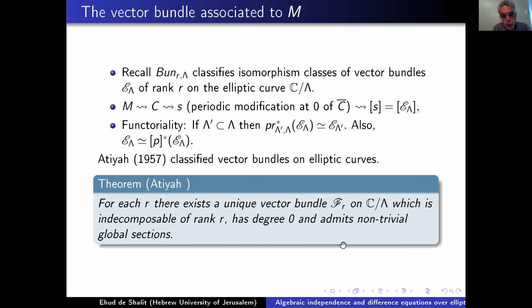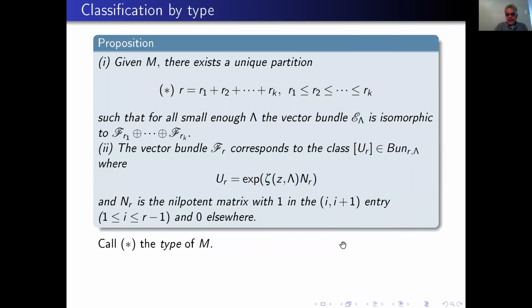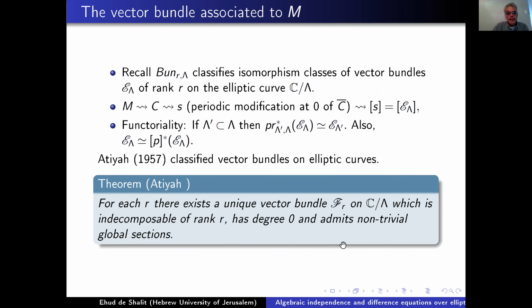So in rank 1, this would be the trivial vector bundle. In rank 2, for example, the trivial line bundle. In rank 2, this would be the rank 2 vector bundle, which is the unique up to isomorphism non-trivial extension of O by O. Because the genus is 1, such an extension is unique up to isomorphism.